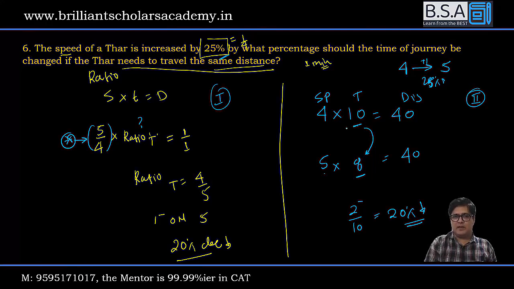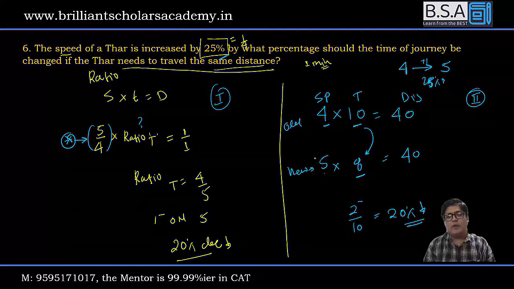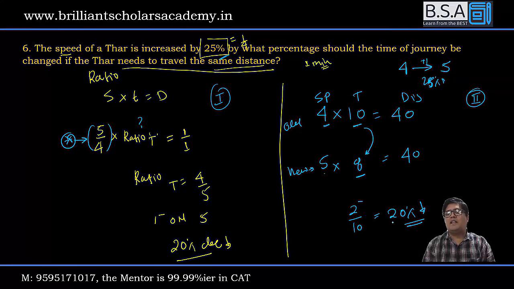Method 2 is the assumption method. 25% has a base of 4. So I'm assuming speed to be 4. Time I can assume anything. I can take 100, I can take 10. I have assumed time to be 10. So distance is 40. Distance should remain 40. Speed increases by 25%. 4 becoming 5 is 25% growth. 4 has become 5, so time becomes 8. This is the original value and this is the new value for speed and time. So see, time has decreased by 2 numbers. 2 on 10 is 20%.